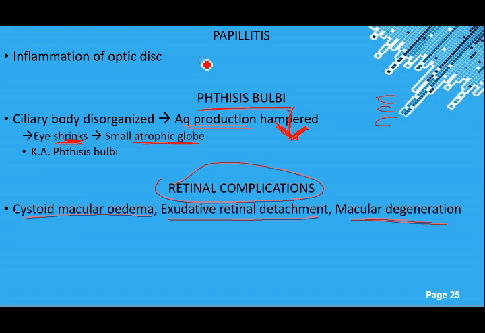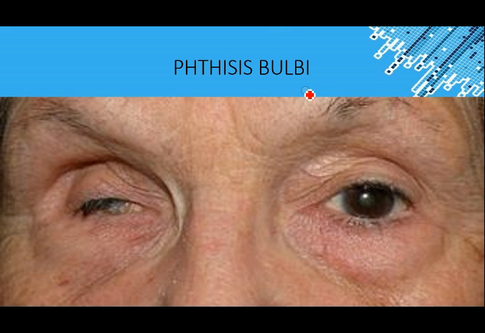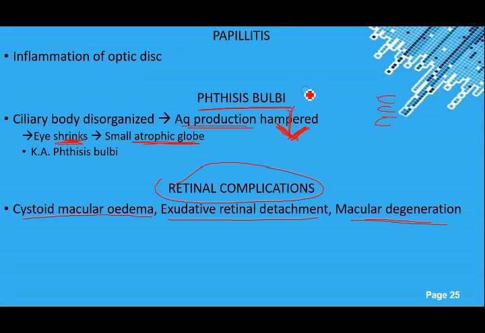If there is phthisis bulbi, normally it's fine. See, this is how it looks. Phthisis bulbi, it's fine. But if it's painful, then you're going to go for enucleation operation, total removal. Retinal complications, normally in detachments, you will need to do vitrectomy. Okay, clear?